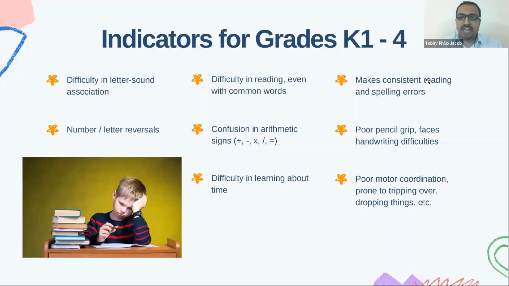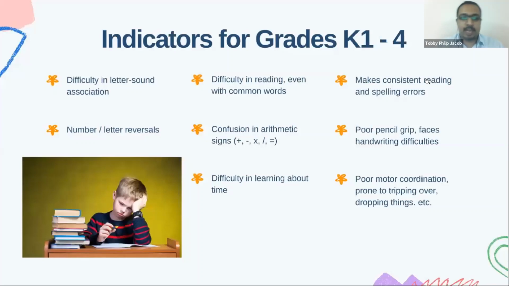They have difficulty reading common words, that means is, was, that, when, where. These are common, smaller words, but sight words. That's what we usually call common words. They have difficulty identifying those words and reading them, and obviously they would make consistent reading and spelling errors. A number of kids would have number or letter reversals. A capital A is a letter that doesn't have an issue with mirroring, but a small b and d would, because a child who is writing bad, if he writes d instead of b, it would be dad.